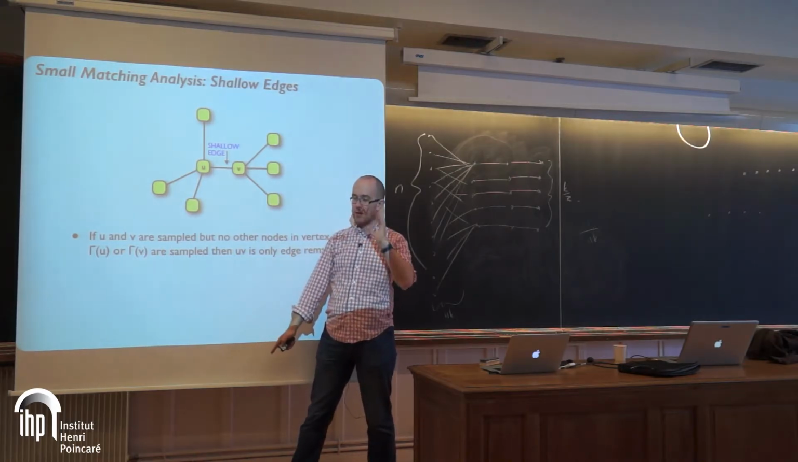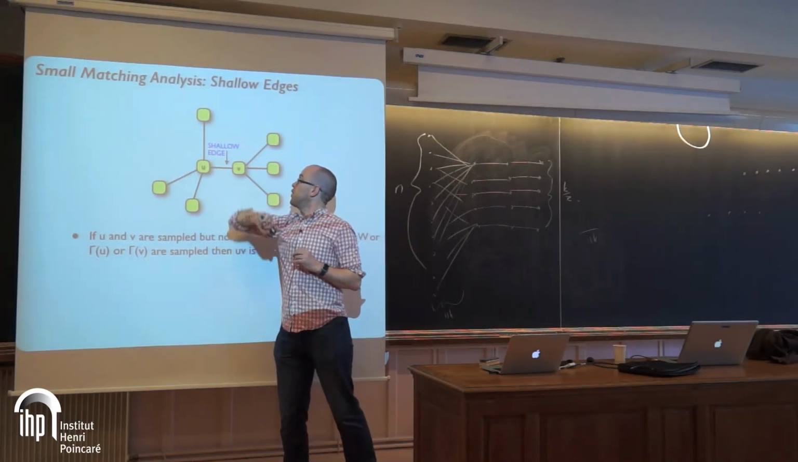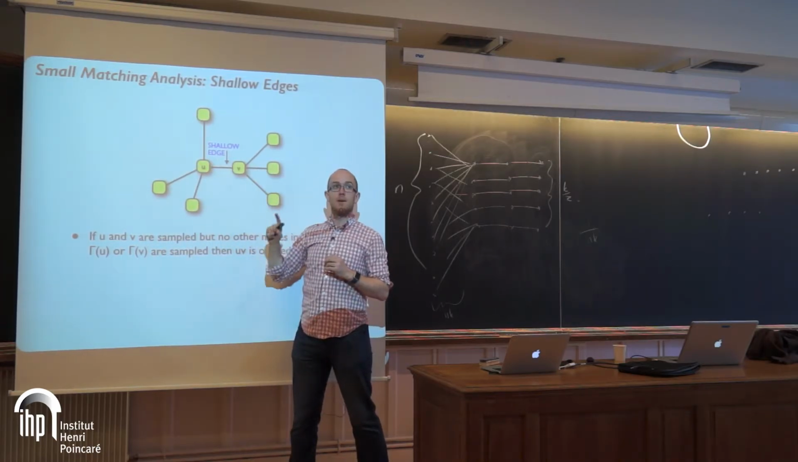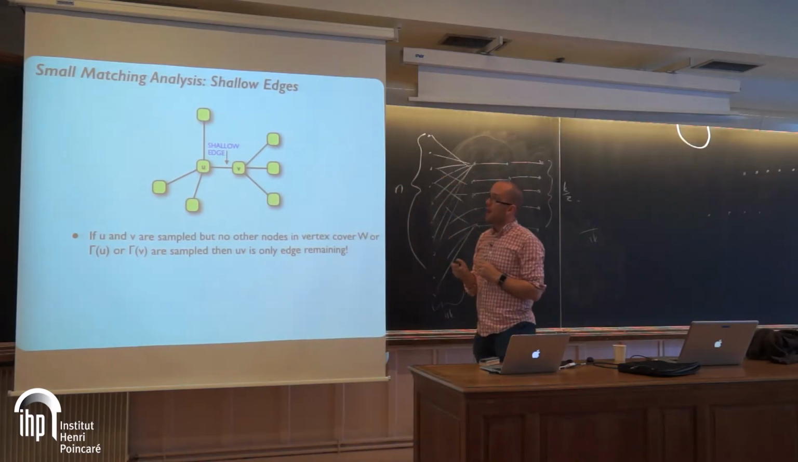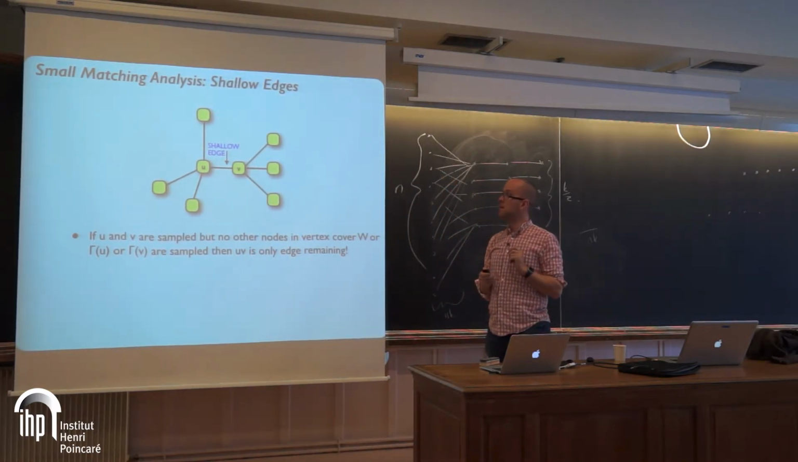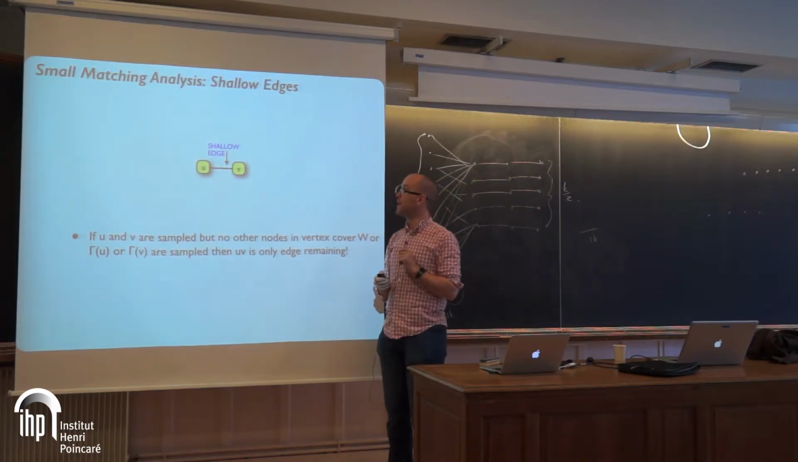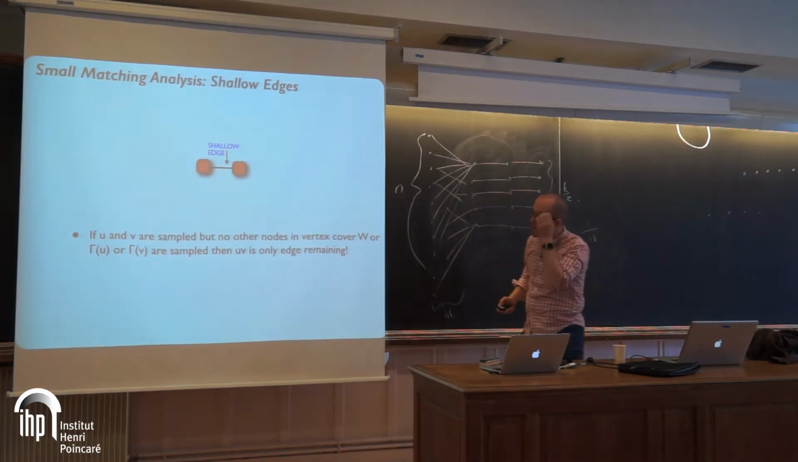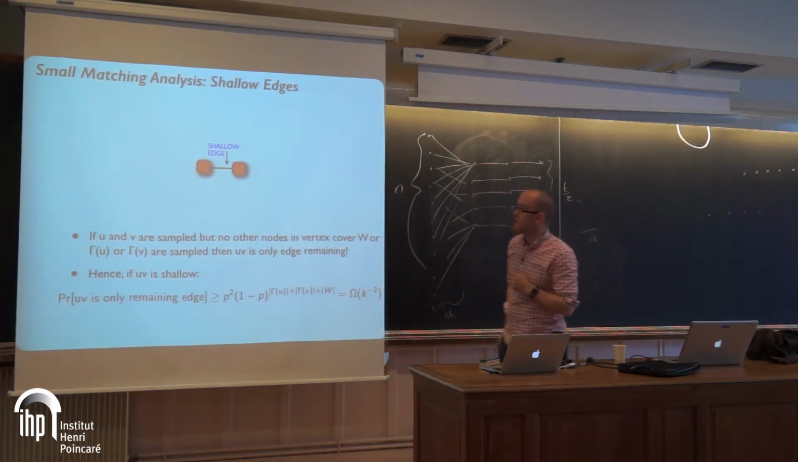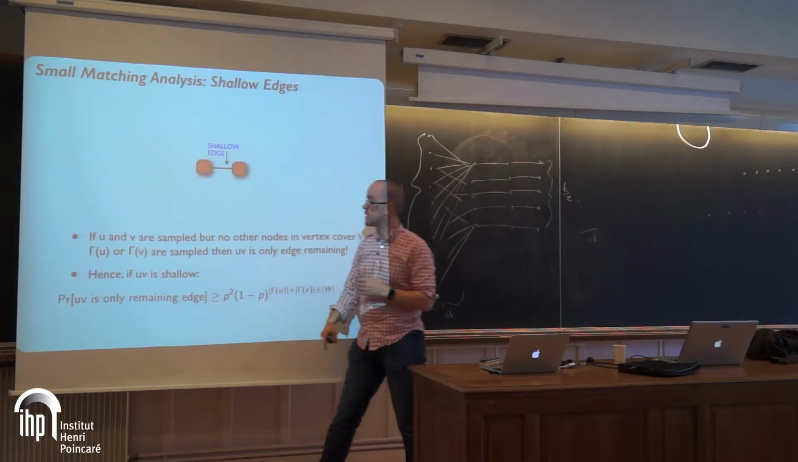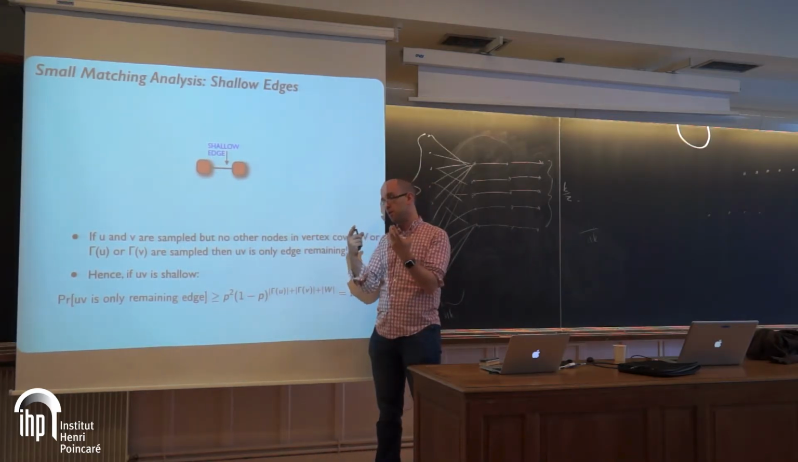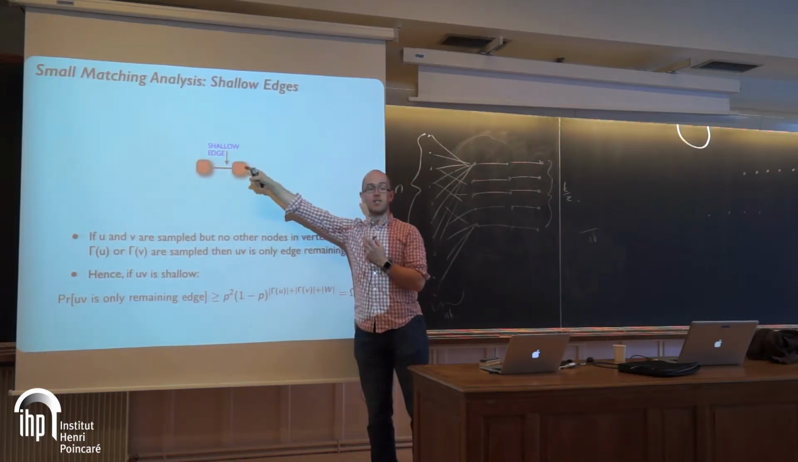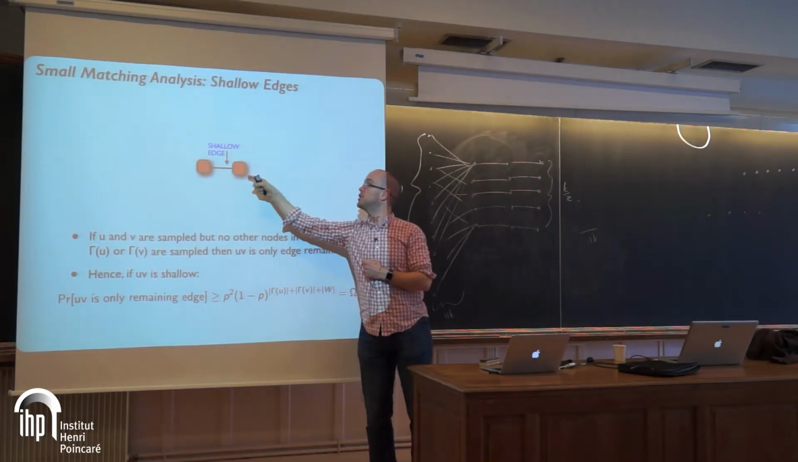Now, furthermore, if none of the neighbors of U apart from V, and none of the neighbors of V apart from U, are sampled, then in the induced graph I've got left, the only edge I'll have remaining is between U and V. So what's the probability of that happening?